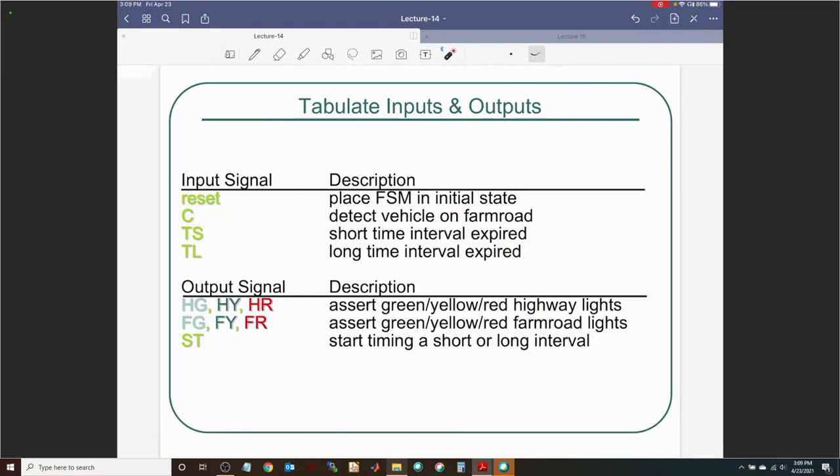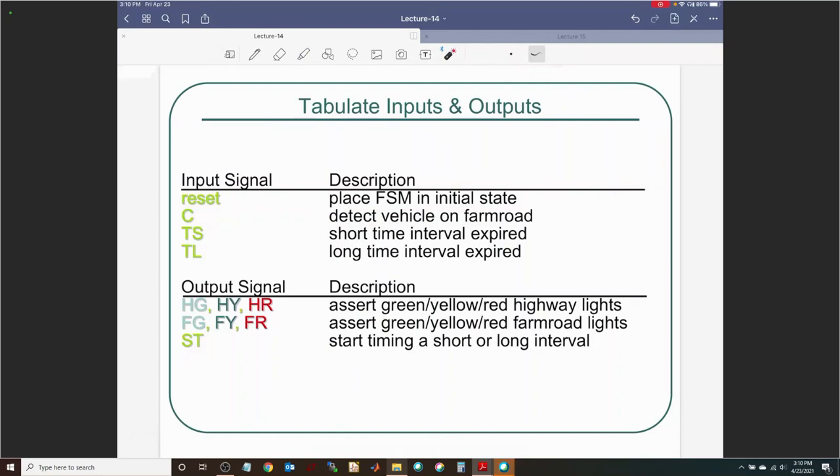Can we make the initial state highway green, farm road red? Sure, you can do that, but you will have to state that as an assumption. Many of these problems are open-ended, and you have room to state an assumption and then carry out your state diagram. So sure, you can do that. But then you'll have to figure out, if you ever wanted to reset the machine, what would be your state, right? So if it's your default state anyway, you can go ahead with that.